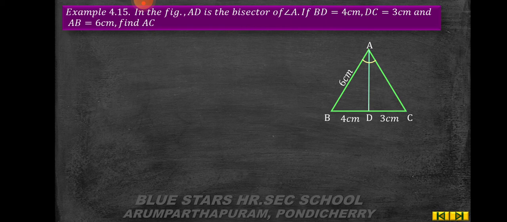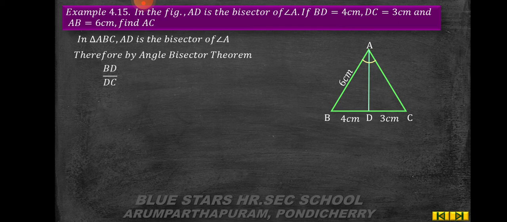Example 4.15. In the figure, AD is the bisector of angle A. If BD is equal to 4 centimeter, DC is equal to 3 centimeter and AB is equal to 6 centimeter, find AC. So in triangle ABC, AD is the bisector of angle A.